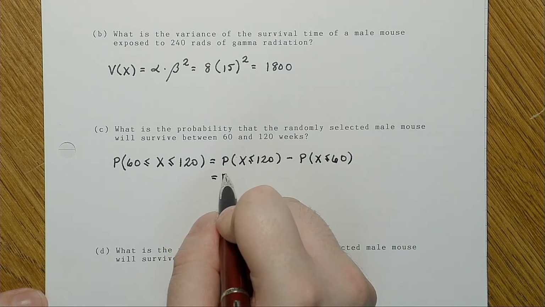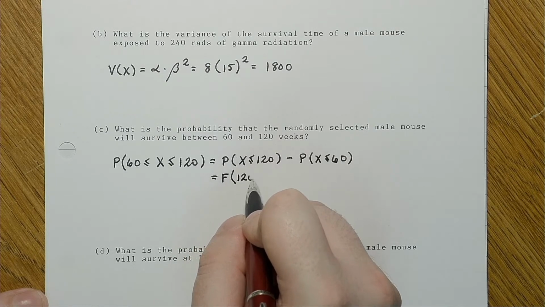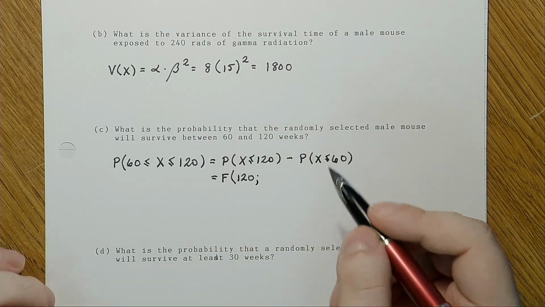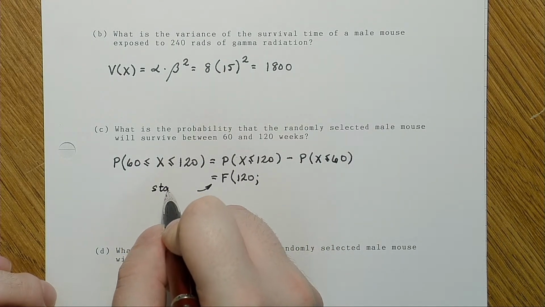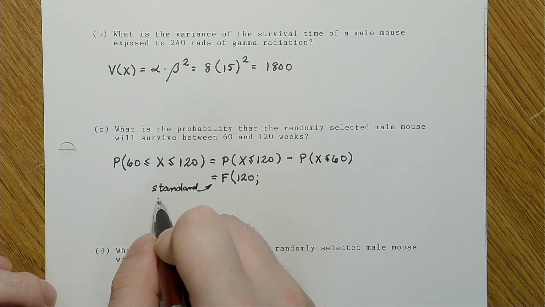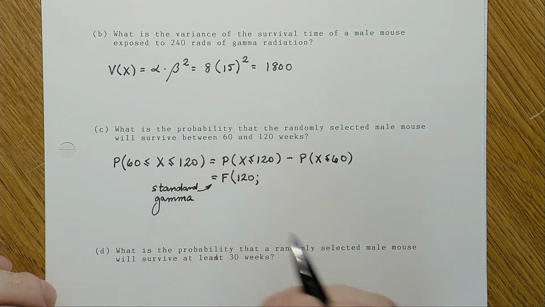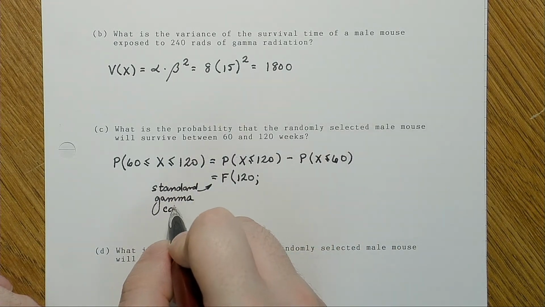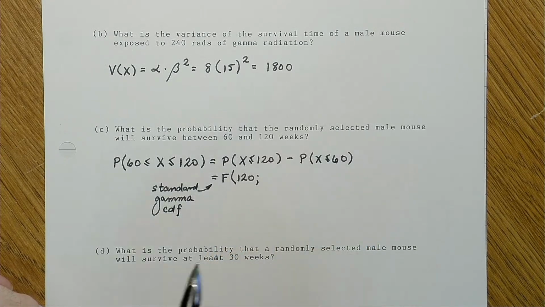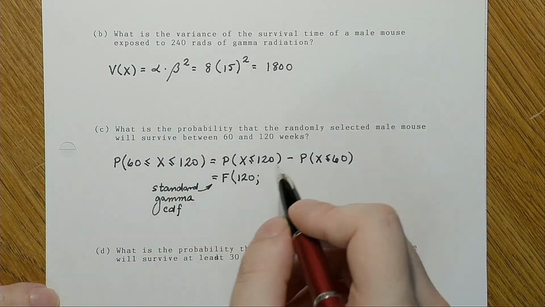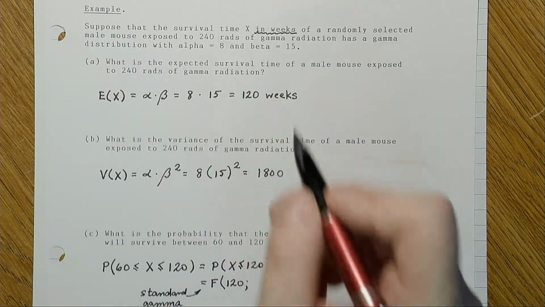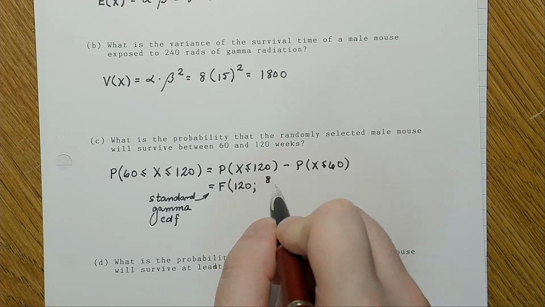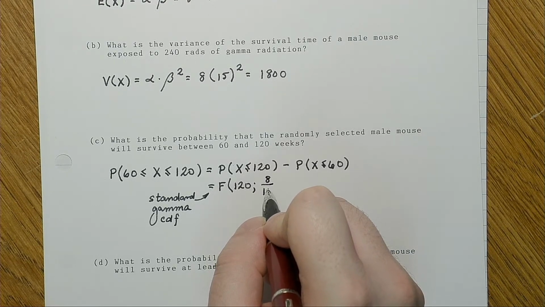So again, I can use my distribution, my standard normal, or sorry, my standard gamma. With the standard gamma, I need to have one parameter. The way that we had done that is that it's going to be alpha over beta. In this case, alpha is 8 and beta is 15. So it's 8 over 15.